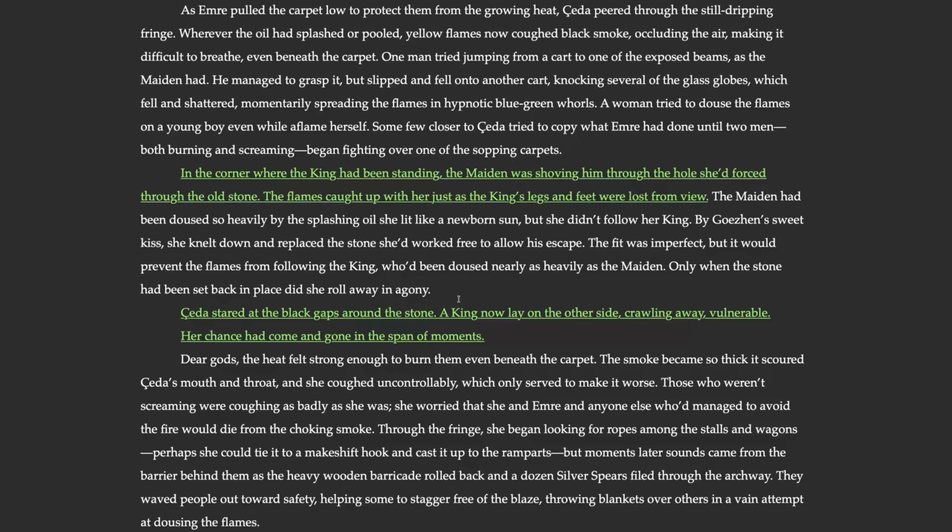So I'm just trying to paint again these maidens as very strong-willed, like their main purpose in life is to protect the kings and whoever the kings say to protect as well. And then Cheta stared at the black gaps around the stone where the king went through. A king now lay on the other side, crawling away, vulnerable. Her chance had come and gone in the span of moments. And so I wanted there to be a little bit of regret on Cheta's part, or the feeling like a chance was lost at least.